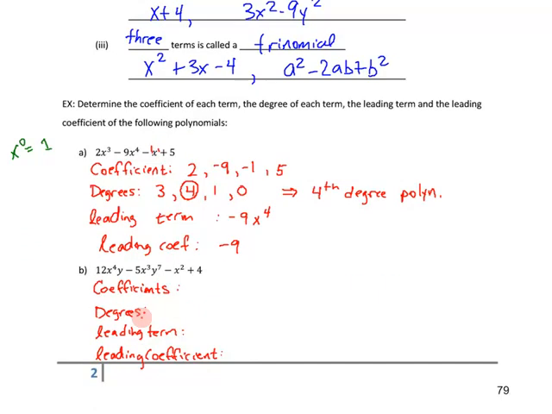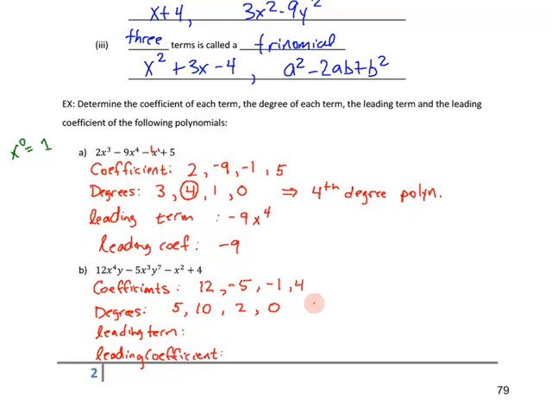On example B, we're given 12x to the 4th y minus 5x cubed y to the 7th minus x squared plus 4. And again, we're going to find the coefficients, the degrees of the terms, what the leading term is, and what the leading coefficient is. So the coefficients, in this case, would be 12, negative 5, negative 1, and 4. The degrees of each term is going to be the sum of the exponents. So 4 plus 1 gives me a 5 for the first term. 3 plus 7 is 10 for the second term. The third term has a degree of 2, and the last term has no variable, so it has a degree of 0.